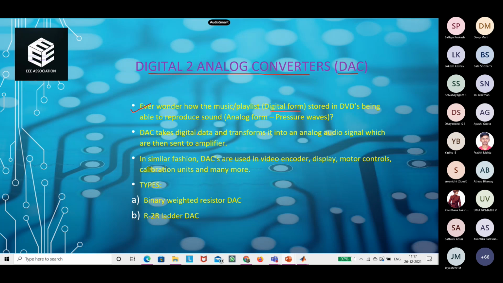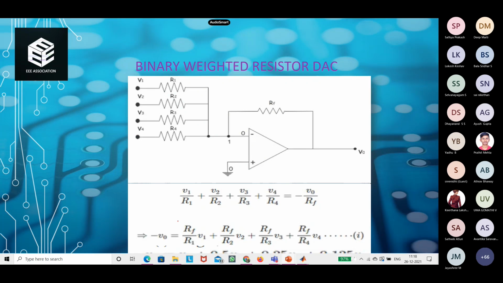So a DAC basically takes the digital data and transforms it into an analog audio signal, which is then sent to an amplifier so that you can listen to it. In similar fashion, DACs are used in video encoders, displays, motor controls, calibration units, and many more such applications. In DACs, we have two types: one is the binary weighted resistor, and the second is the R-2R ladder. I'll be taking you through the binary weighted resistor DAC.